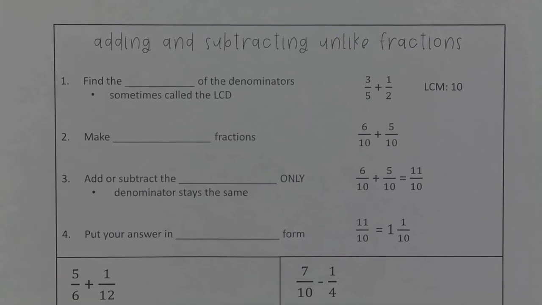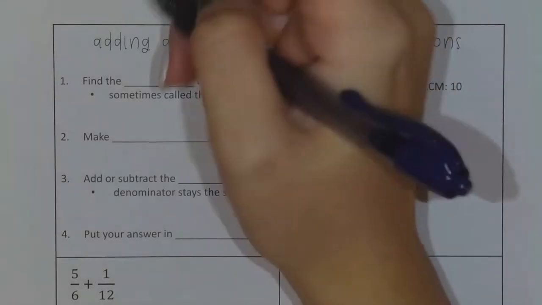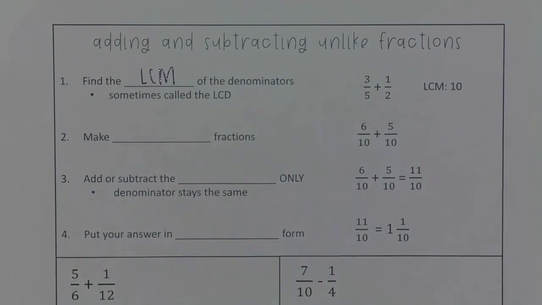All right, so let's talk about adding and subtracting fractions with unlike denominators. There are 4 steps that we always have to run through when we are adding or subtracting. The first step is we have to find the least common multiple of the denominators, that LCM. Remember, the tool or the trick that we use to help us find the LCM is that Venn diagram. Check out my video if you do not remember how to do that.